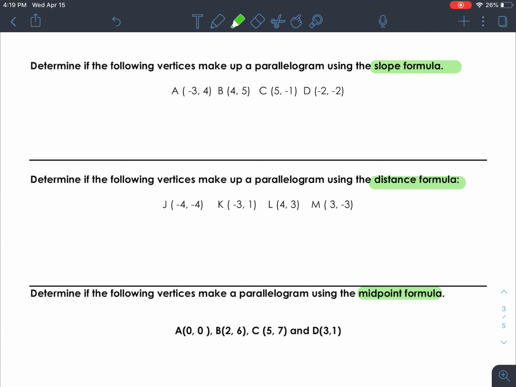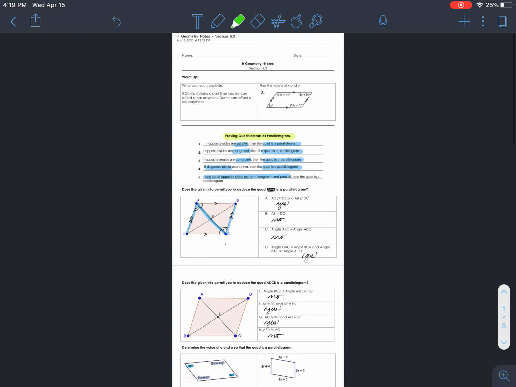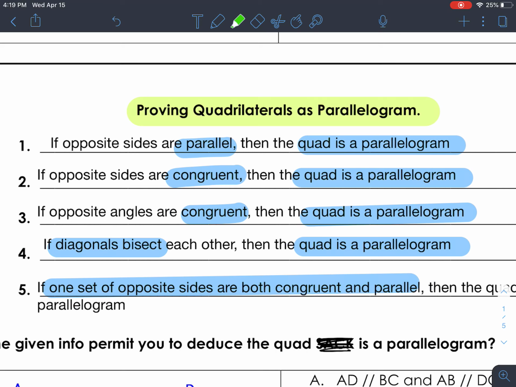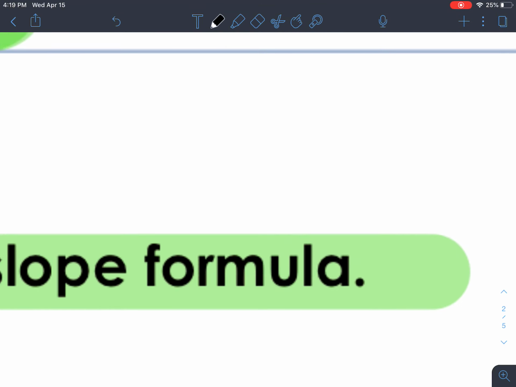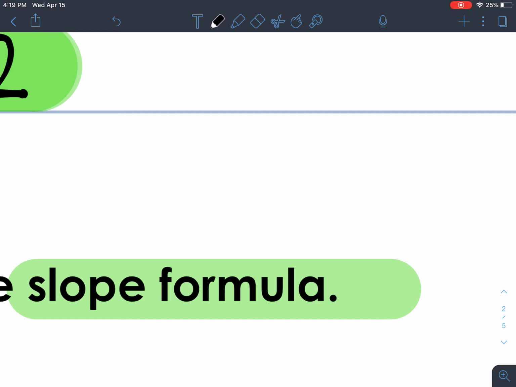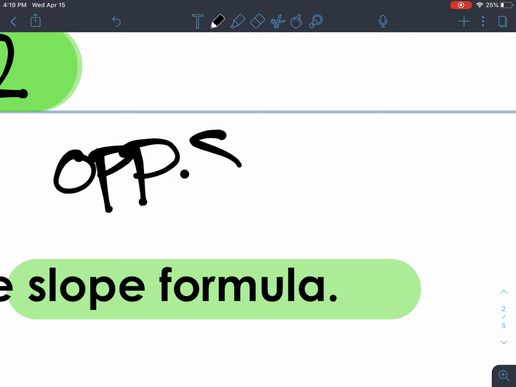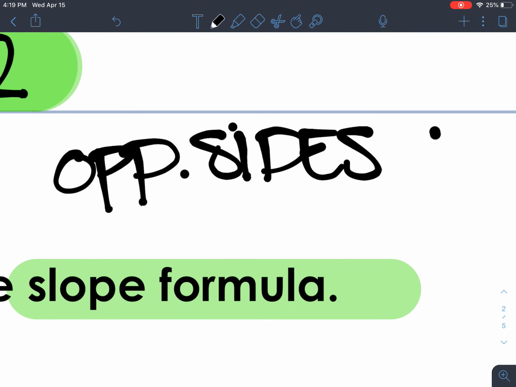So on the first one that's telling you you have to use the slope formula, we have to ask ourselves, how could slope help us prove that it's a parallelogram? If we look up at those 5 different methods, which one of these would be helpful with slope? Well, if we found the slope of each side, wouldn't our slopes tell us if they're parallel or not? Because if two sides have the same slope, then those two sides are parallel. So when it's asking you to use a slope formula, what we're really trying to find is if two sets of opposite sides are parallel. That's really what we're trying to determine, okay?